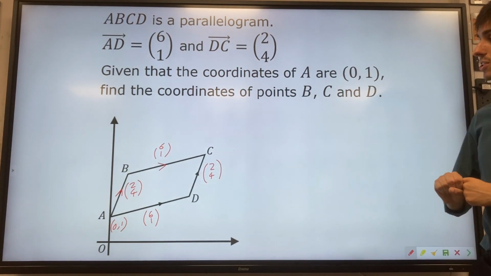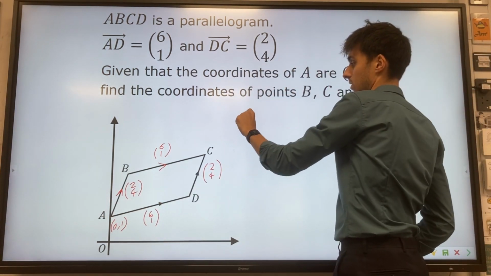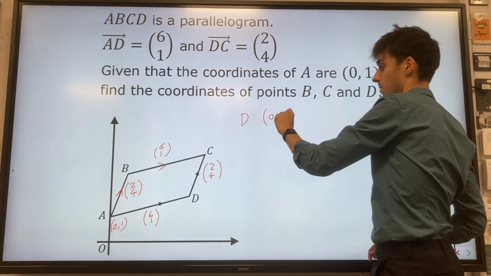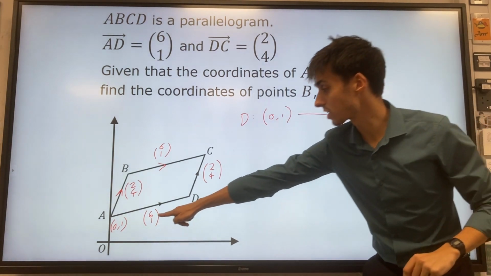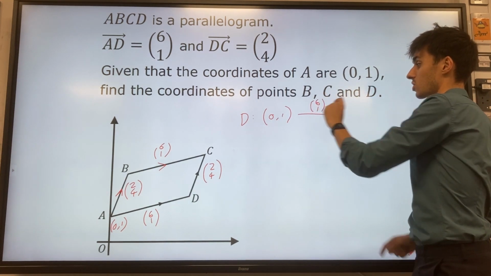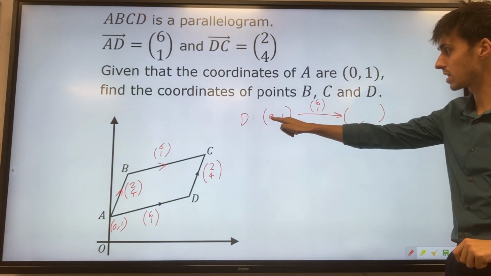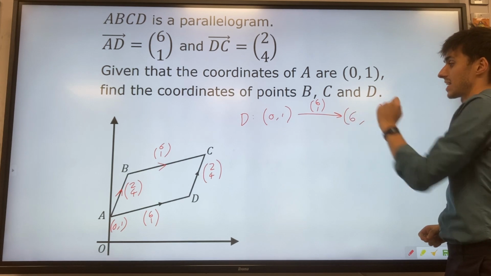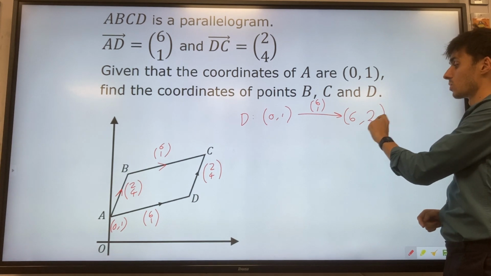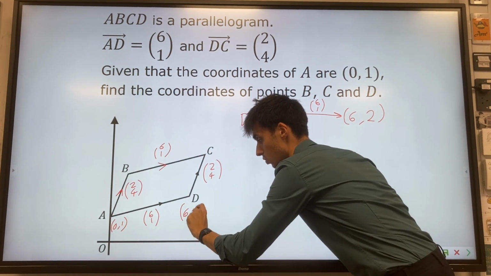Now we can use these vectors to help us with our coordinates, because to go from A to D, so we want to find point D, you start at A, that was (0, 1), and you have to travel along the vector (6, 1) to get to D. That means we're going 6 to the right and 1 up. Looking at our coordinates, if we start at 0 and we go 6 to the right, we add 6 to get to 6. And if we start at 1 and we go 1 up, we'll get to 2 on the y-axis. So I'm adding in for D, (6, 2).